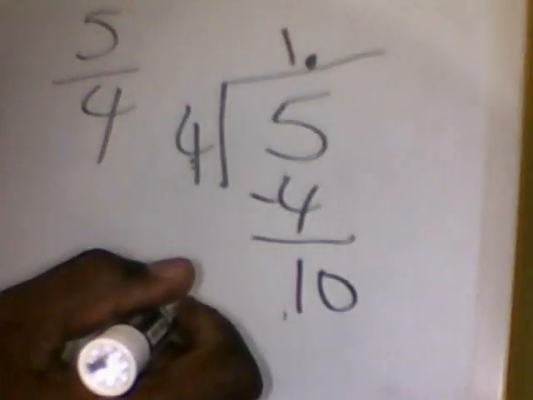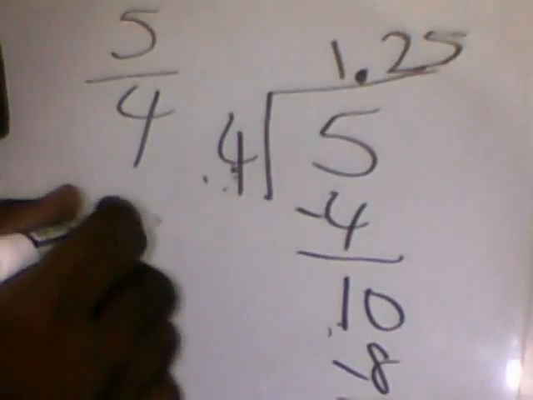Now you continue from here. So you say 4 into 1 goes, you can't. You place a decimal point this time, then you add a 0. And then you say 4 into 10 goes 2 times, and you say 2 times 4 is equal to 8. You subtract, you get 2. You continue. They say 4 into 2 I can't, you add a 0. 4 into 20 is 5. So 5 times 4 is 20, and you subtract 20 from it, and you get 0.